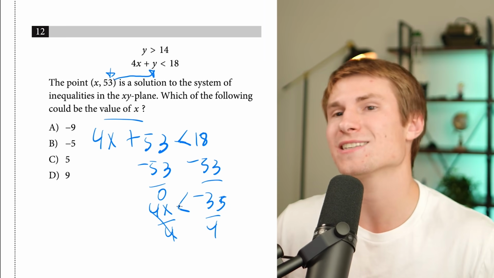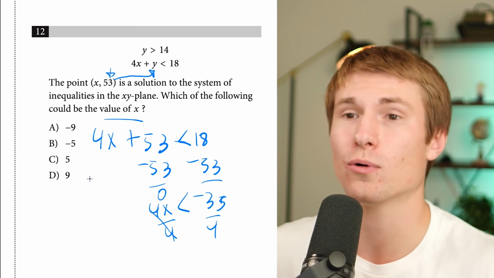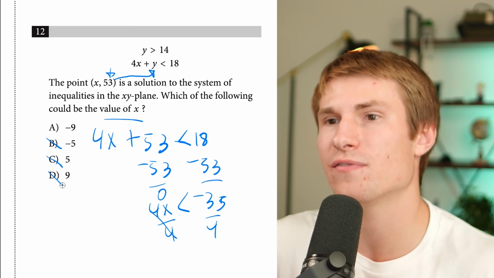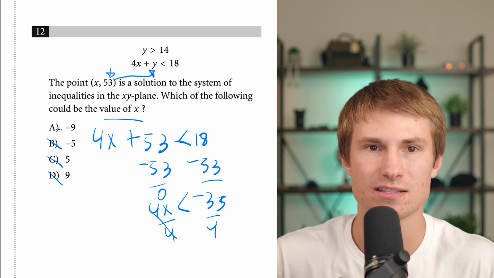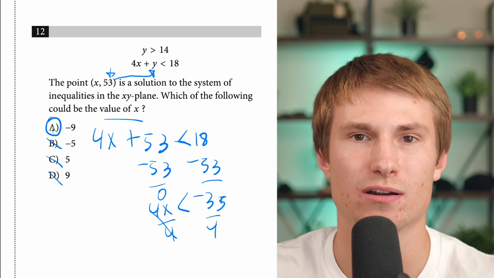Okay, so we know that x has to be less than negative 35 over 4, which means x cannot be negative 5, 5, or 9 because they do not pass that inequality. The only number that does is answer choice A.